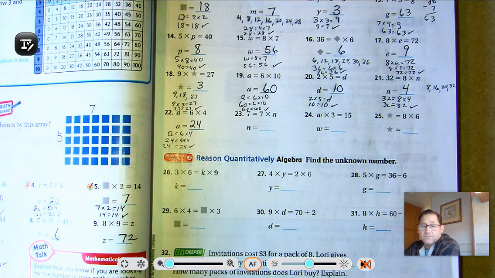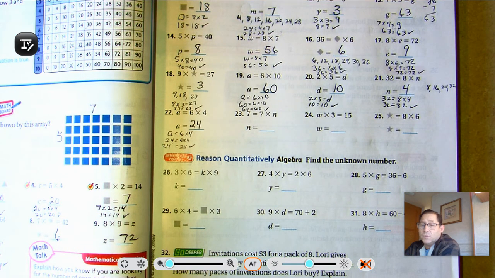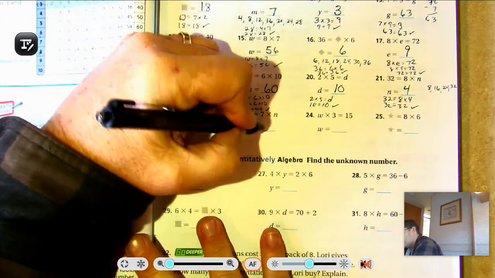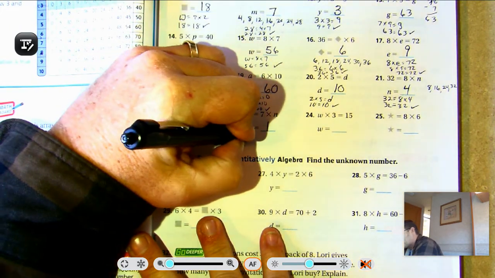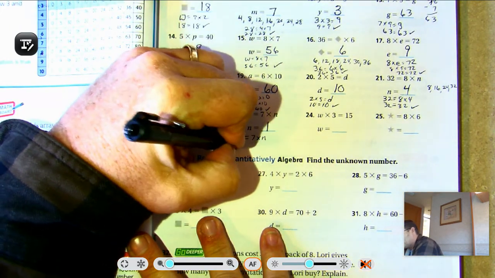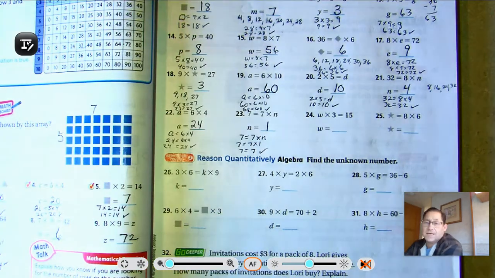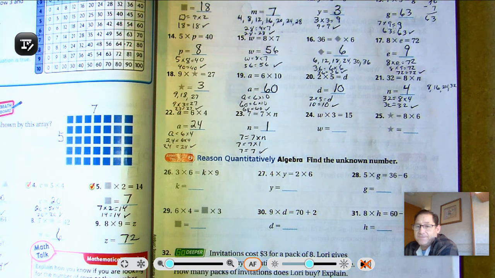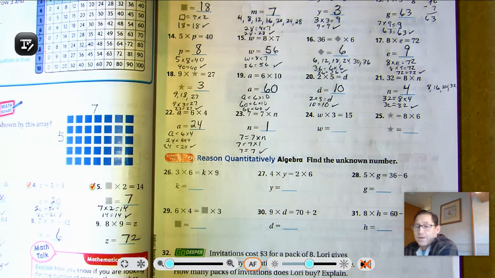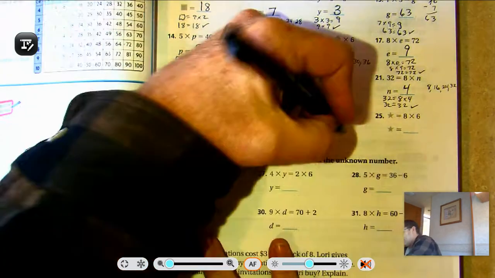Seven equals 7 times some number. 1. 1 times any number is the other number. Some number times 3 is 15. 3, 6, 9, 12, 15. 5.